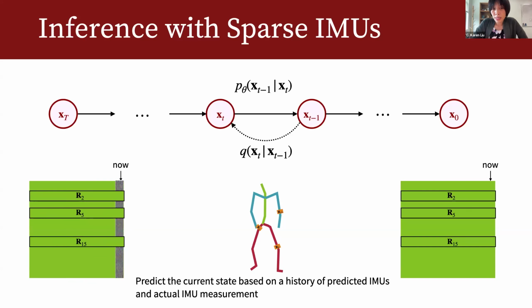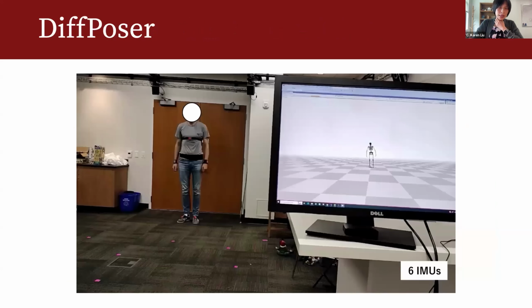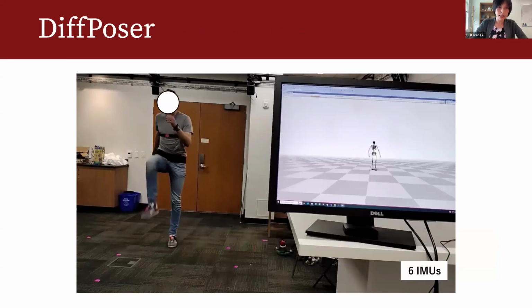And we also want the system to predict motion in real time, instead of predicting the whole trajectory in an offline manner. So in other words, we want the system to be autoregressive, so that it can predict the next pose based on the history it predicted previously.